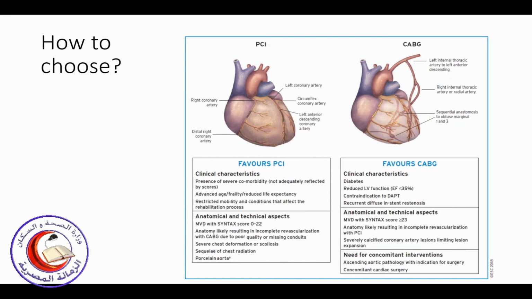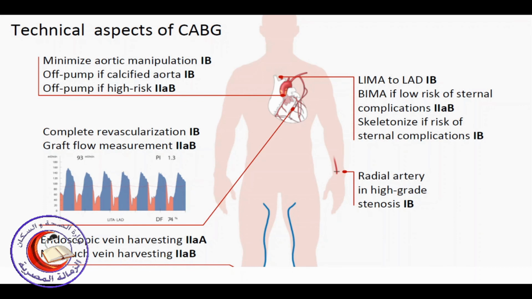And of course, when we compare PCI with drug-eluting stents, we should take into consideration that CABG should be done also according to the guidelines. And this includes minimizing aortic manipulation, off-pump if the aorta is calcified or if high risk, complete revascularization, not just a couple of grafts. Endoscopic harvesting is really important, and no-touch vein harvesting. And if you have high-grade stenosis, a radial artery is preferred. So if you are talking about arterial total revascularization, CABG always wins. But if this is not going to be done, then this is suboptimal CABG. This is not going to be compared to PCI in certain indications.